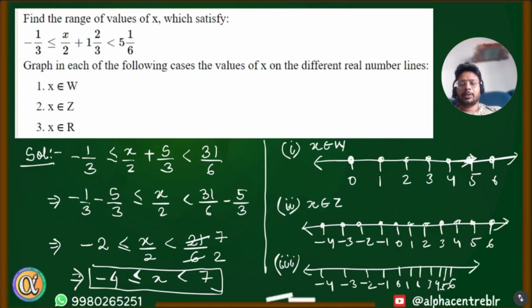In the last case, we need to include all the rational numbers between minus 4 and 7. So at minus 4, we draw a line, and at 7, we draw a line. Here minus 4 is included, so we put a dark circle. And 7 is not included, so we put a hollow circle. And then we join the two points.